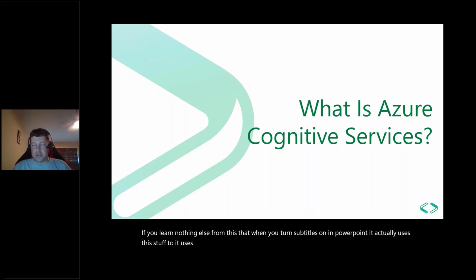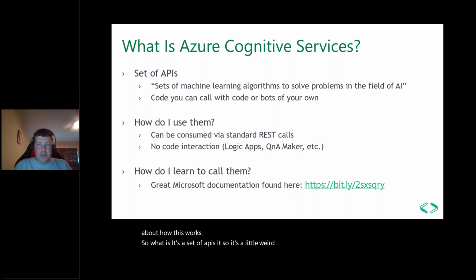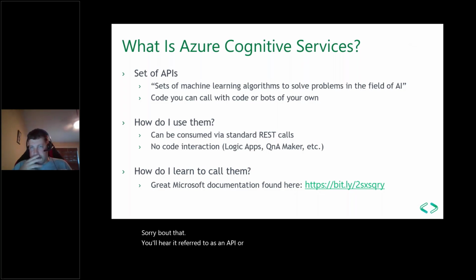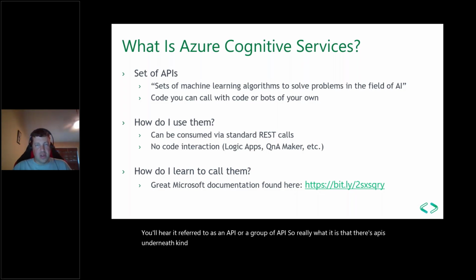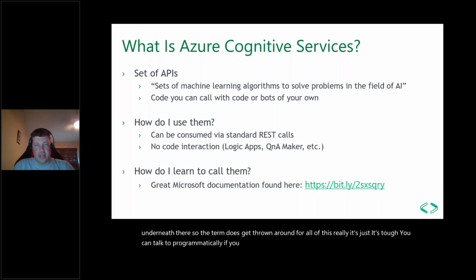It uses more of the speech API, which we'll talk about. By the end of this talk, you'll know how to talk to all these, and you'll know a little bit about how this works. So what is it? It's a set of APIs. It's a little weird, and you'll notice this whether it's blogs or other things. You'll hear it referred to as an API or a group of APIs. Really, there's APIs underneath the cognitive services umbrella, and then I would argue there's APIs underneath there. So the term does get thrown around for all of this, but really it's stuff you can talk to programmatically if you want, or not, and we'll get to that in a second.